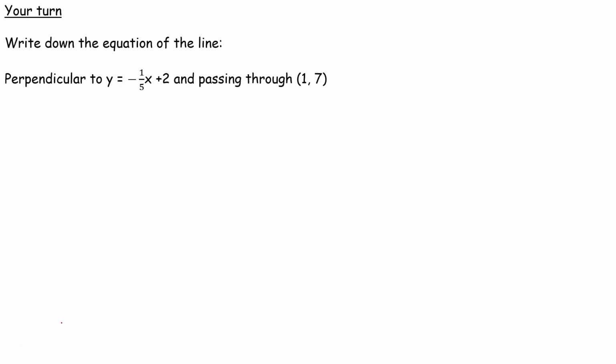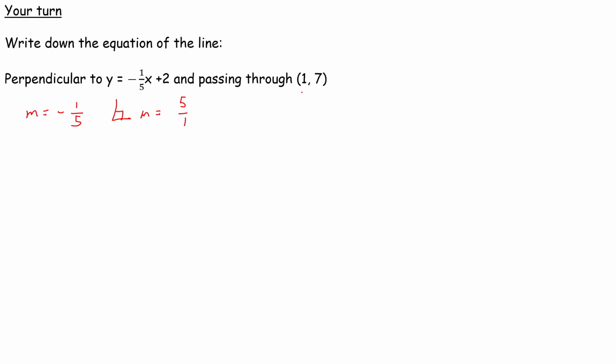Okay, pen. So write down the equation of the line that's perpendicular to y equals minus a fifth x plus 2, and it passes through the point 1, 7. So this is one of the trickier ones again. Let's work out the gradient of this initial line. Well, the gradient is just minus a fifth. So m here is equal to minus 1 over 5. The perpendicular gradient to that is going to be, I flip this over, so 5 over 1, and it's already negative. Negative reciprocal is going to make it positive.